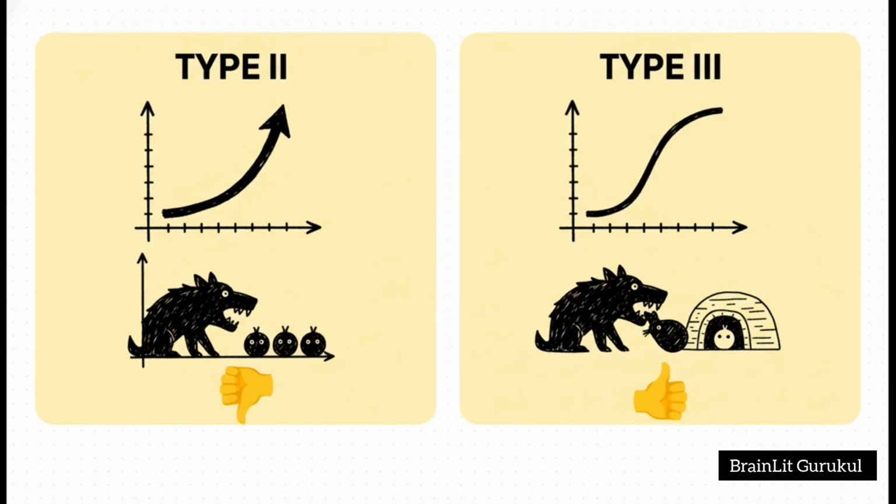A type 2 response can be really destabilizing. The predator is just so efficient, it can keep hunting the prey even when numbers are low, potentially wiping them out. But a type 3 response? That's stabilizing. When prey numbers get really low, the predator might switch to a different food source, or maybe the prey just gets harder to find. This gives the prey a refuge, a chance to bounce back.